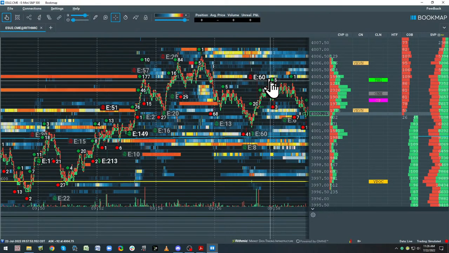Right here, right here. This is my entry. My risk is over here, 6. So let's assume I'm in it here, 3.5. Is that a viable risk? I ask. So high volume.